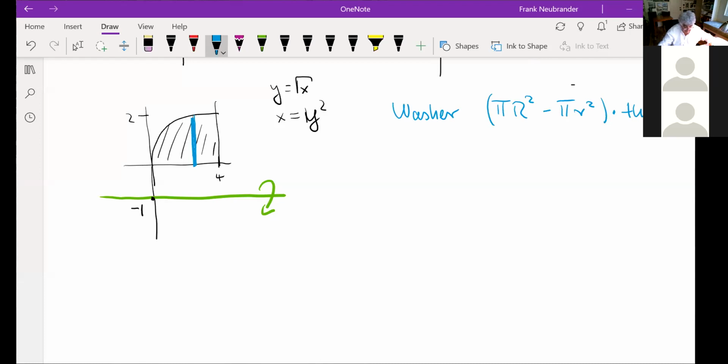Okay, we have to go back into the picture. You hold your arm out and you have a pencil and you ask yourself, what is the big radius and what is the small radius? So in this case, the big radius is from here to there, and the small radius is from here to there.